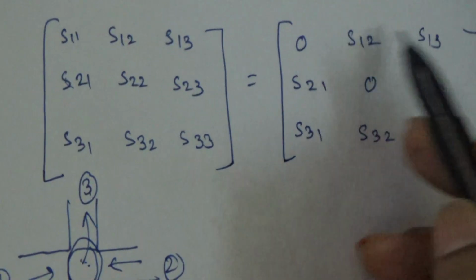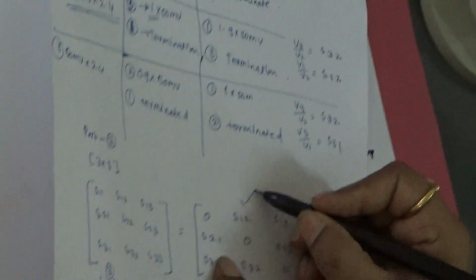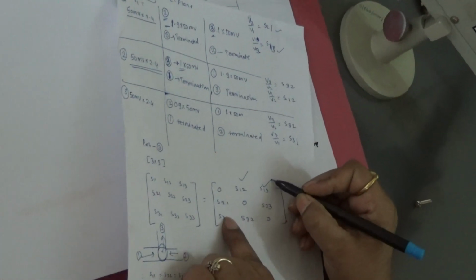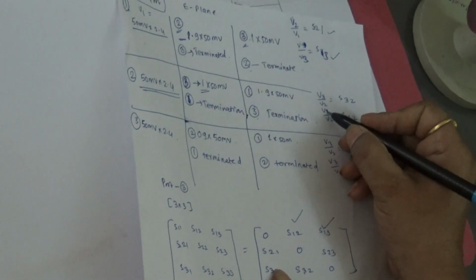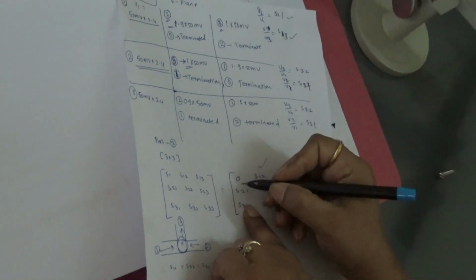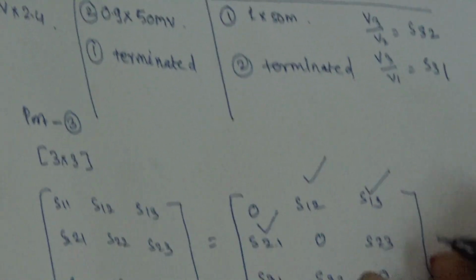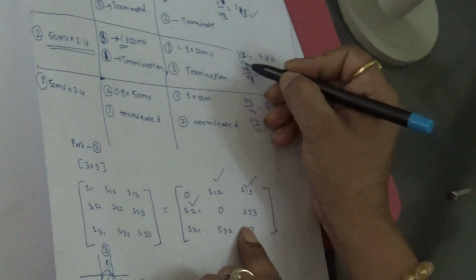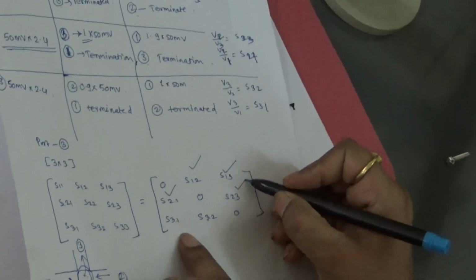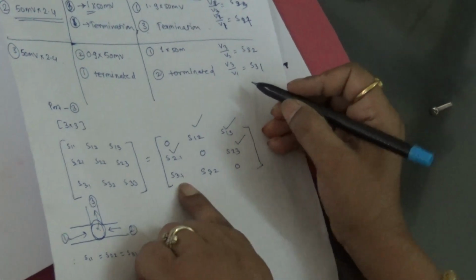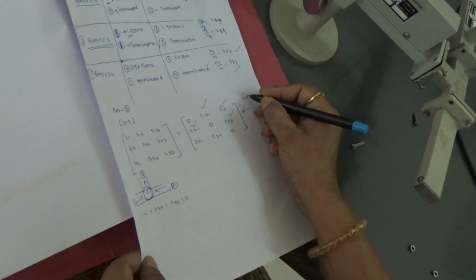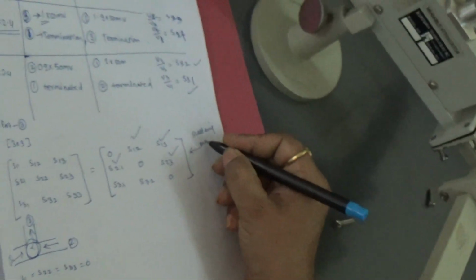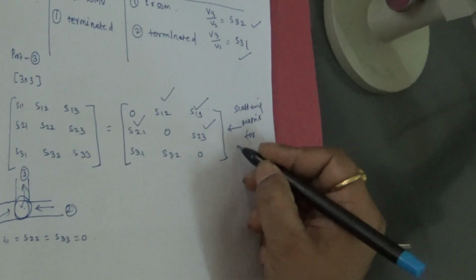So the unknown parameters are 1, 2, 3, 4, 5, 6. You get S12, S13, and S21, where 2 is first and 1 is second. S23 also we get, if this is 2 and this is 3, then S13, S31 and S32. Like this we can calculate the scattering matrix for the E-plane T.